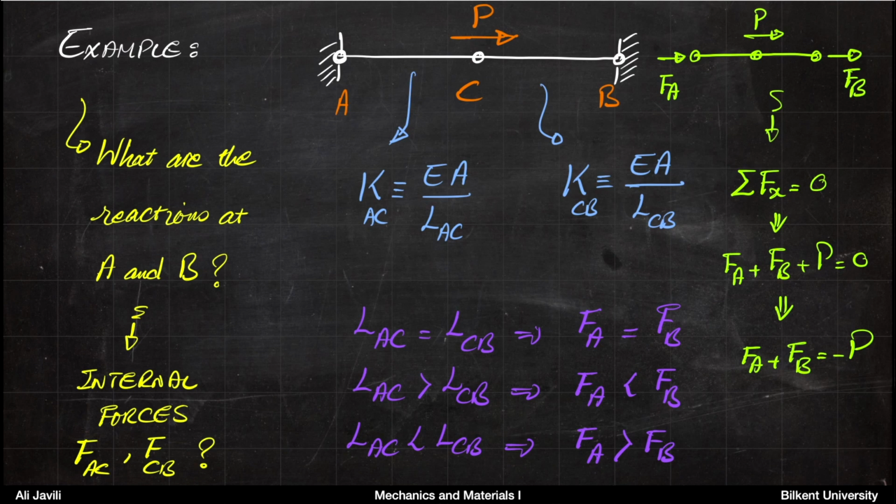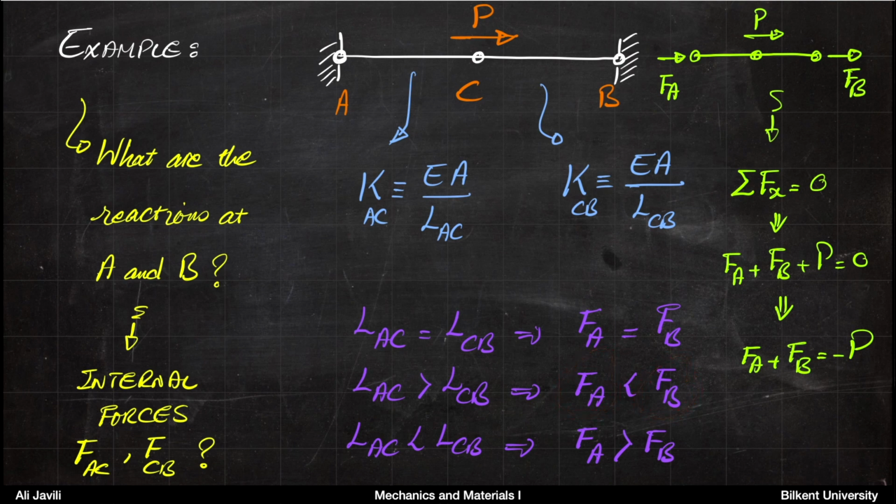And then again, you can play exactly the same game like we did before. We don't know Fa and Fb because we have only one equation and we have two unknowns. But you can also imagine, similar to the previous case, if point C is exactly in the middle, that means LAC and LCB are equal. So in that case, you sort of imagine that FA and FB would be equal. Assuming that LAC would be larger than LCB, you can also imagine FA would be smaller than FB.